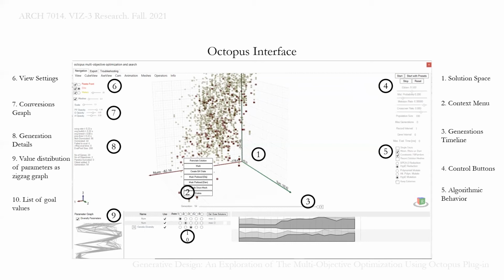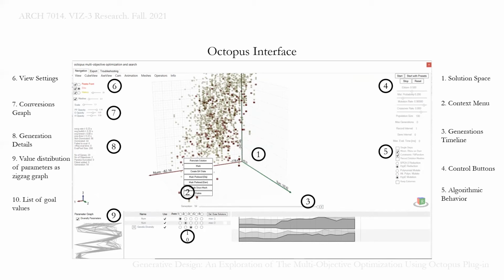Number 2 is the context menu. If you right click on any of these little cubes or little values, let's say design solutions, you'll get this context menu. And then number 3 is the generation timeline. If you roll back and roll to the right, it will show you all the generation span and how it changed, how it evolved, how these meshes or these little cubes evolved and changed on the graph and values.